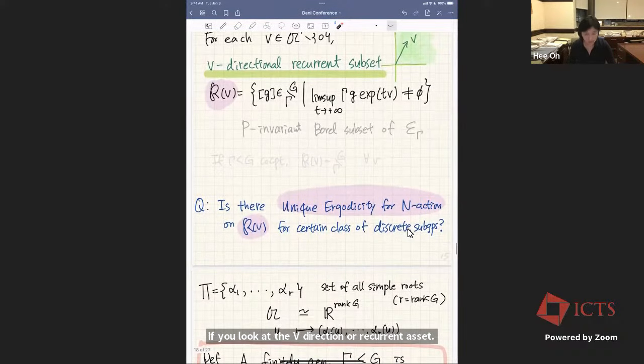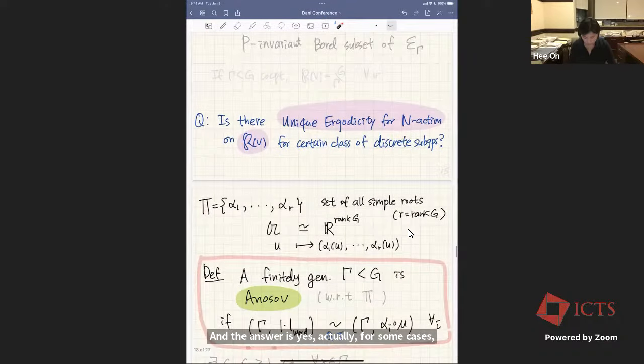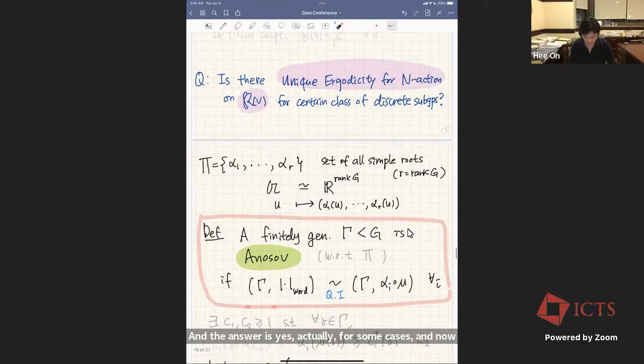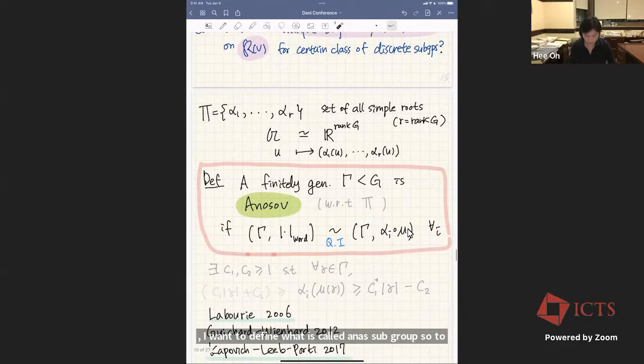And the answer is yes, actually, for some cases. And now I want to define what is called an Anosov subgroup. To define this Anosov subgroup, I fix the set of simple roots, alpha 1 to alpha R. That means that R is exactly the rank of G.